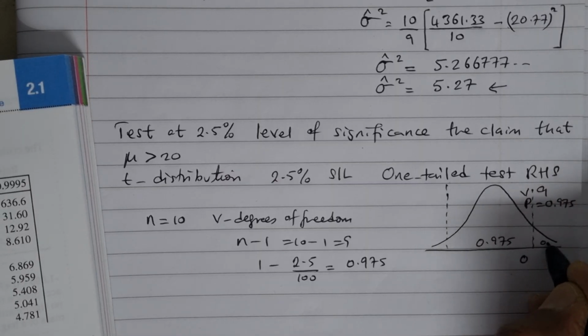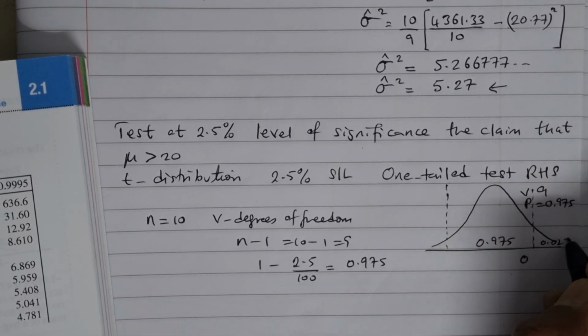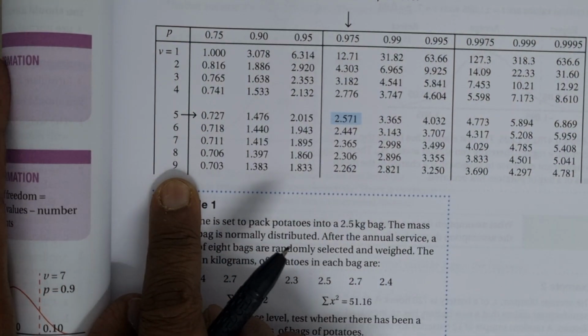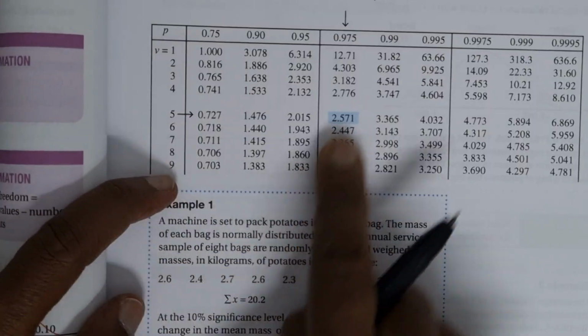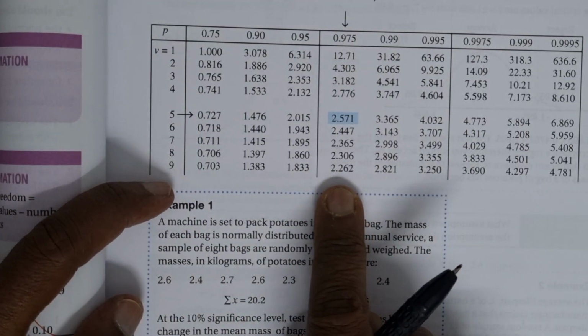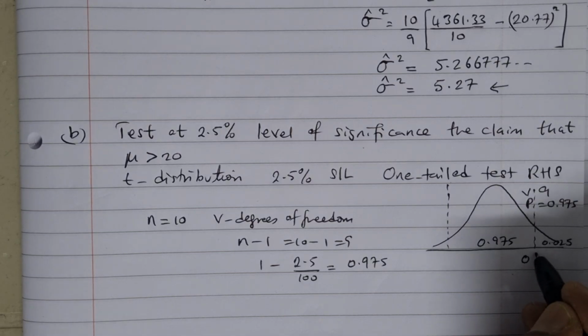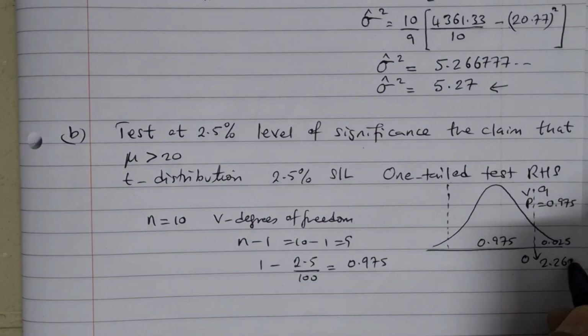So from our table, we're looking at 0.975, and here's 0.025. Okay, so 0.975, and I'm looking at 9. The degrees of freedom here is 9, so that's going to come to 2.262. So basically what I have over here is 2.262.